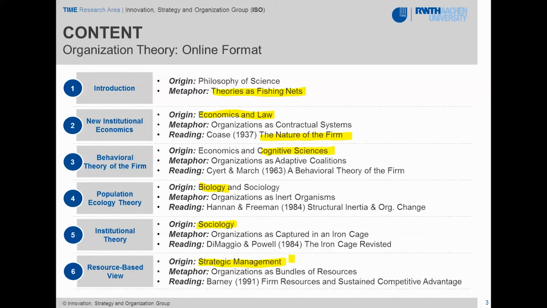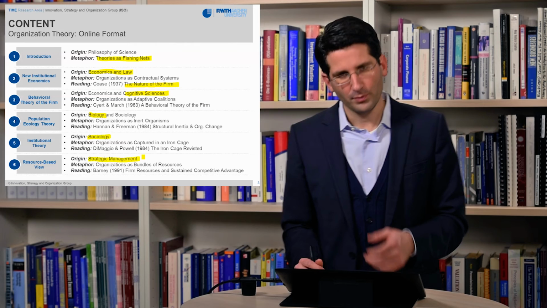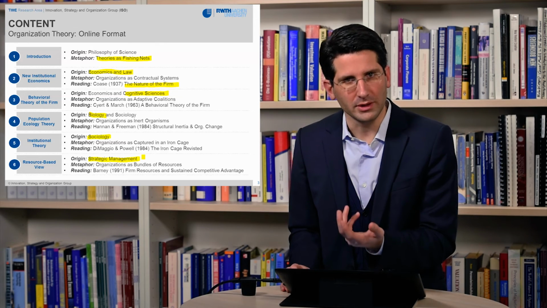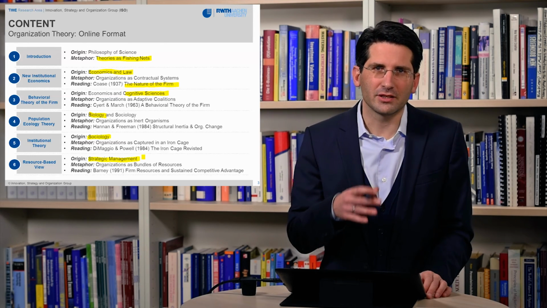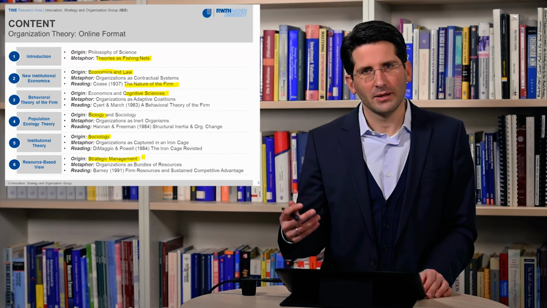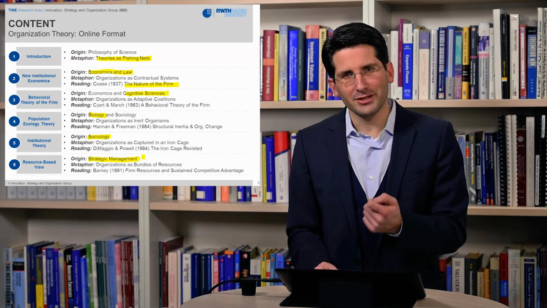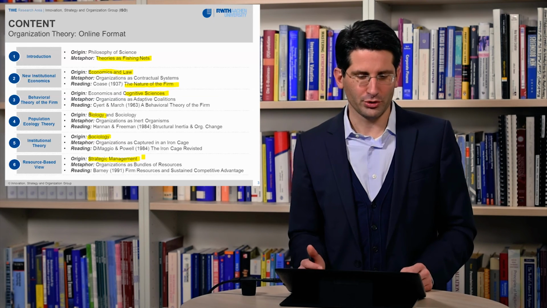And this theory conceives of organizations as being composed of a bundle of resources. And these resources can be tangible, such as a building. They can be intangible, such as the intellectual property we possess. Or they can be human, such as the talent that we have on our payroll. So the key idea here is that organizational performance, or more precisely the sustained competitive advantage of a company, can be traced back to superior resource endowments. And this is the theory we'll be ending our course with.